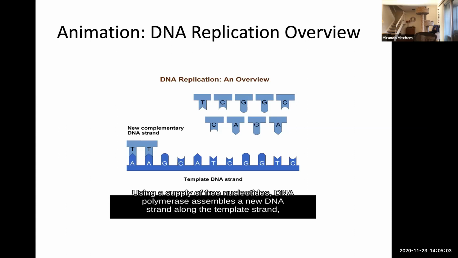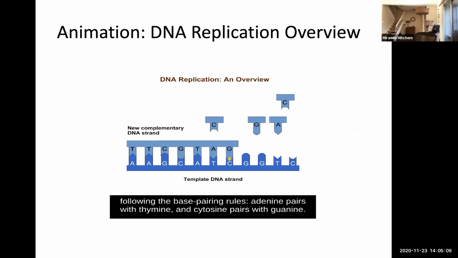Using a supply of free nucleotides, DNA polymerase assembles a new DNA strand along the template strand, following the base pairing rules. Adenine pairs with thymine and cytosine pairs with guanine.